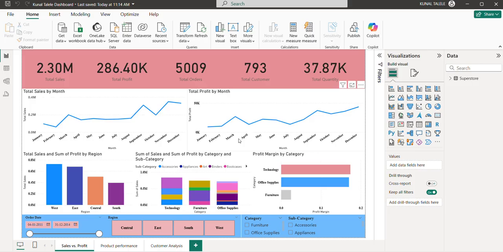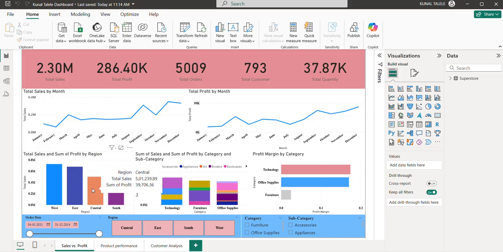Moving on to the next visualization. Here we have a bar chart comparing total sales and profit across regions. As you can see, there are a total of 4 regions. West and East regions lead in sales, as you can see.